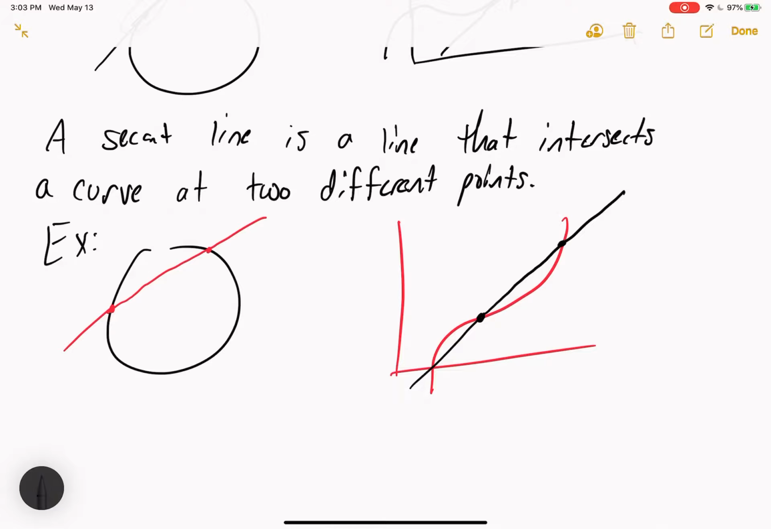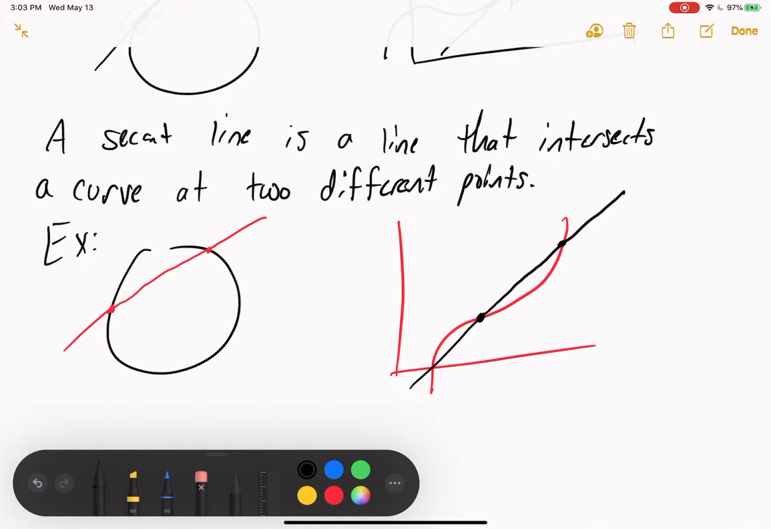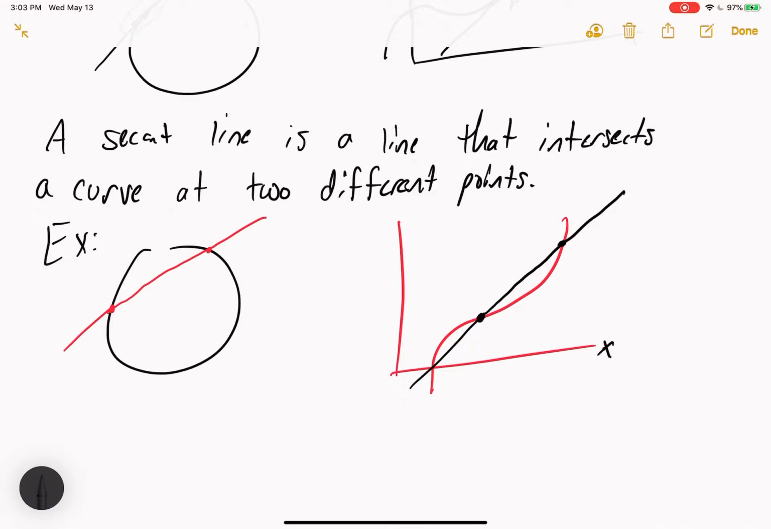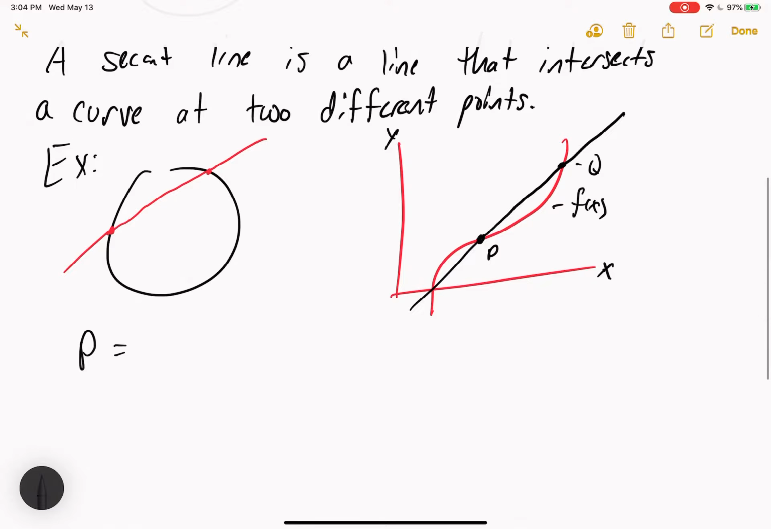One of the things we should notice is that if we talk about this in the xy plane, say this is x and this is y, then we can define this curve to be f of x. It doesn't necessarily have to be f of x, it doesn't need to be a function, because circles aren't functions, but that doesn't matter so much. We could call this point P and the other point Q, where P equals (x1, y1) and Q equals (x2, y2).